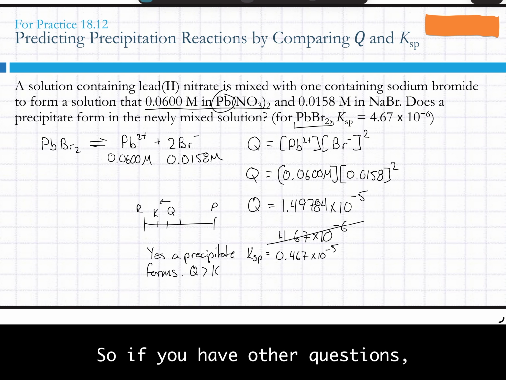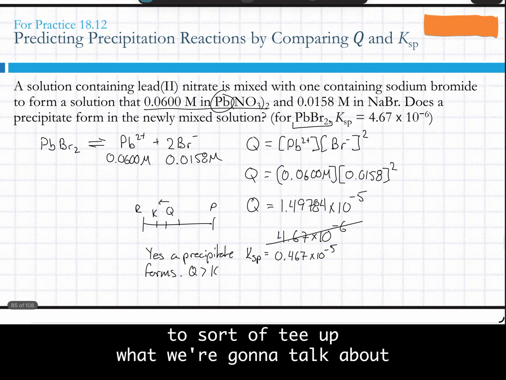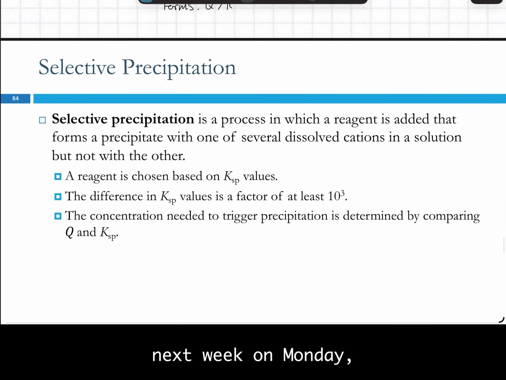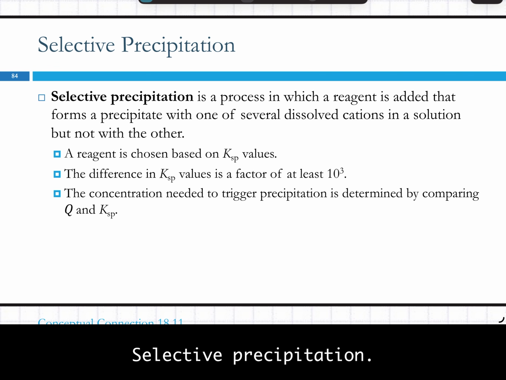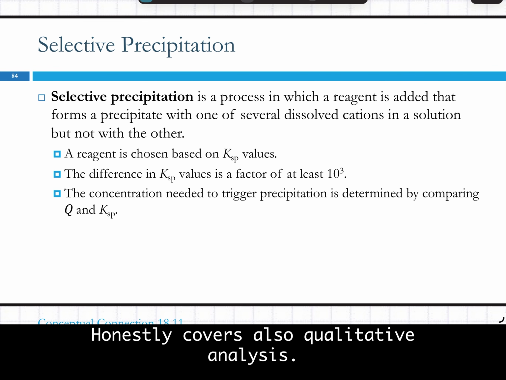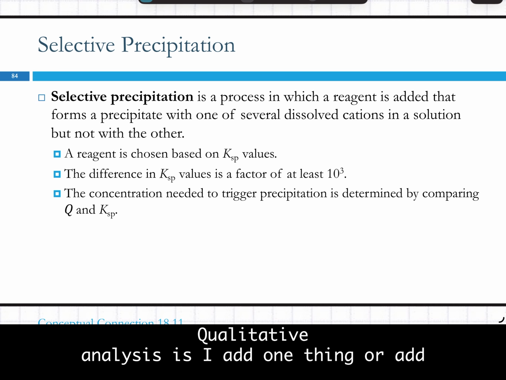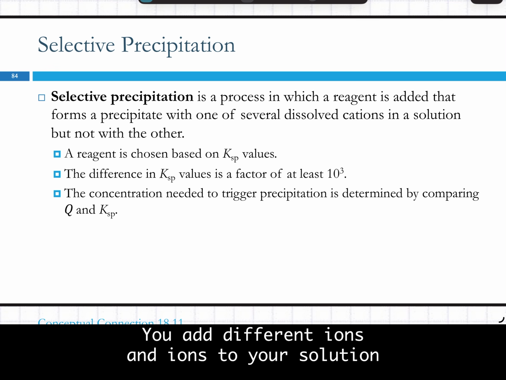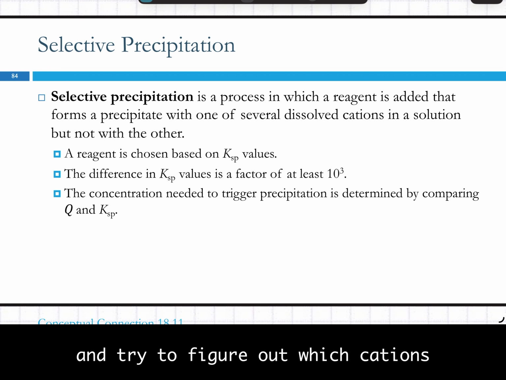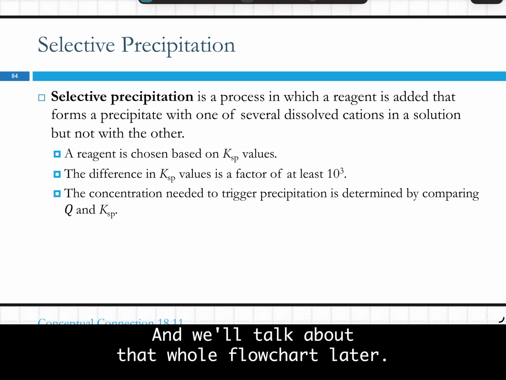If you have other questions, to sort of tee up what we're going to talk about next week on Monday, is really starting into selective precipitation. Selective precipitation honestly covers also qualitative analysis. Qualitative analysis is I add one thing, or I add things like hydroxide, ammonia, chloride. You add different ions, anions to your solution and try to figure out which cations are precipitated by those anions. And we'll talk about that whole flow chart later.